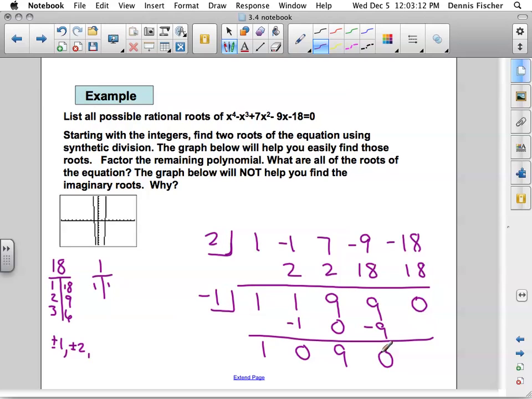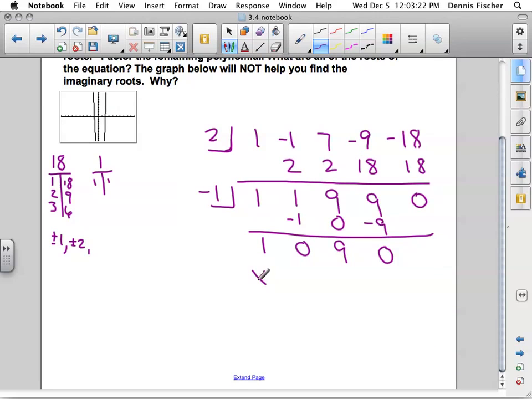Now, let's keep going. We started with x to the 4th, right? Then we had x to the 3rd. Now we're down to x to the 2nd. Now I don't want to keep going because I have x to the 2nd plus 9, right? I'm going to set that equal to 0. I'm going to subtract 9.